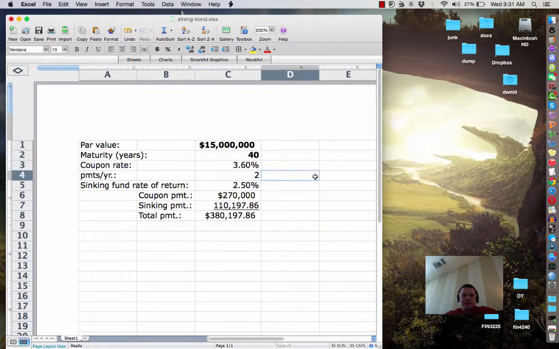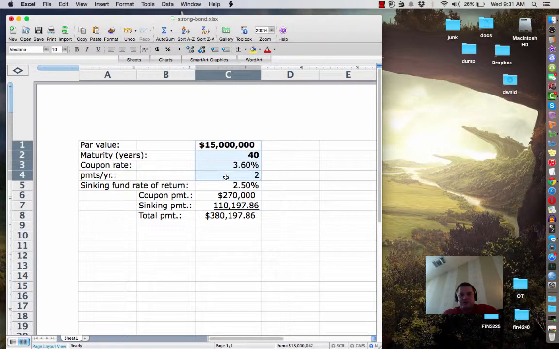I programmed this spreadsheet to answer the question David had asked me about a bond that had either 30 years or 40 years to maturity and a par value ranging from 5 million to 40 million. What I have is these boxes, C1 through 1, 2, 3, and 4, that are inputs. I'm sorry, 5 boxes are actually our inputs. The sinking fund rate of return is also an input.